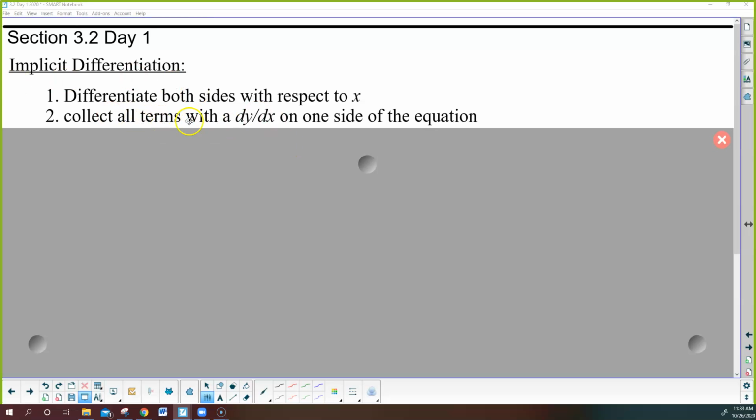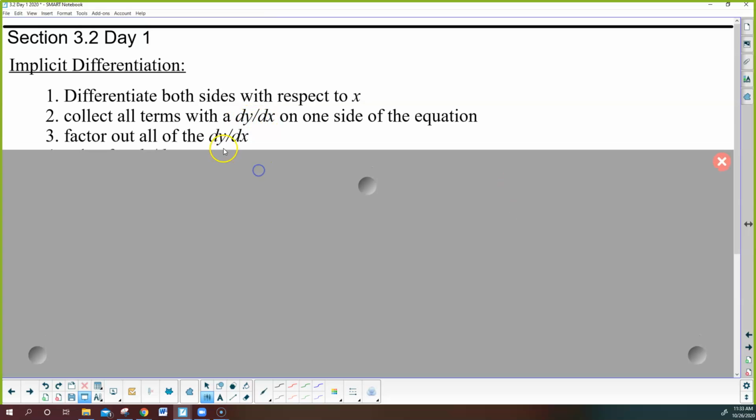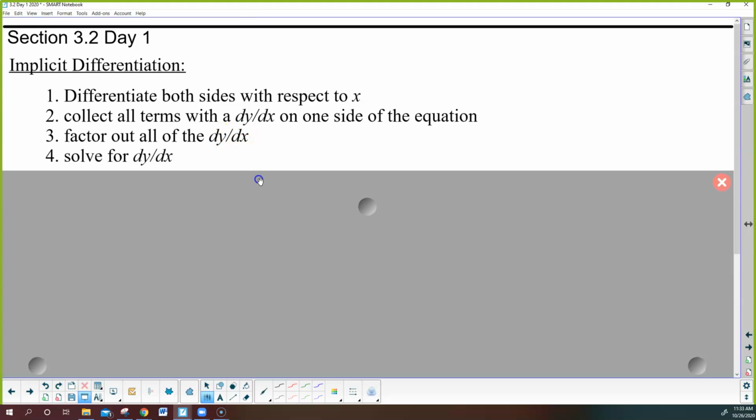Okay, so then we have to collect terms with the dy dx. This is an interesting piece, and this is the new part today. So we'll really get used to that dy dx. And then we have to factor out, so we're basically getting dy dx by itself. And that's it. It's easy, but it's tricky, and that's why we need practice.